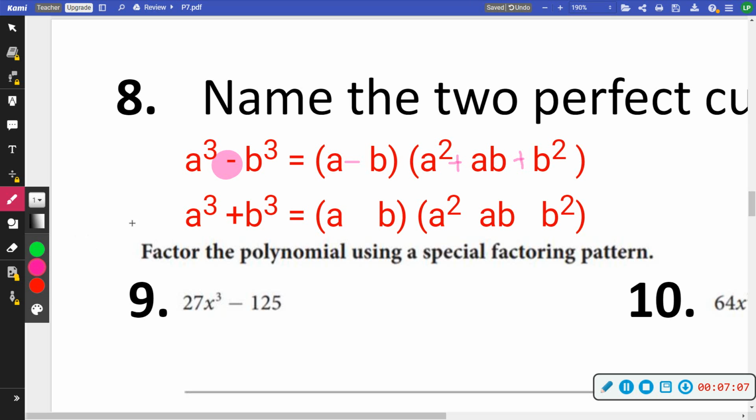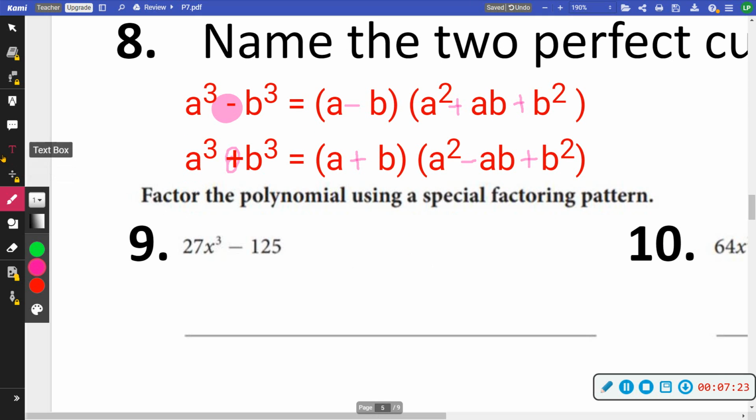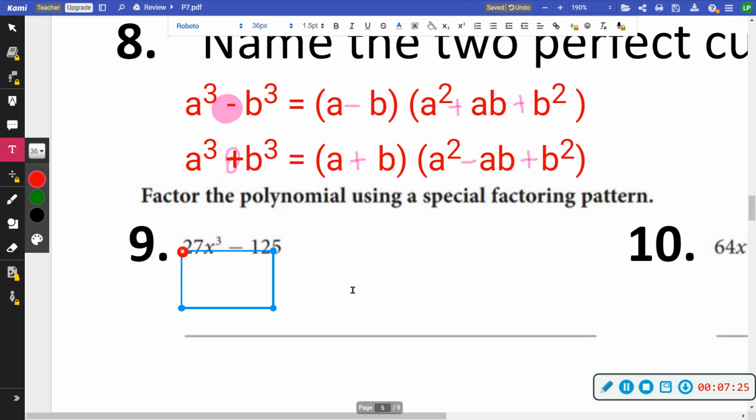So for this, for the plus, it's going to be the same. So that's going to be a plus. Opposite of plus, always positive. So I just named the two perfect cubed identities. Now what that means is I could use that to factor.